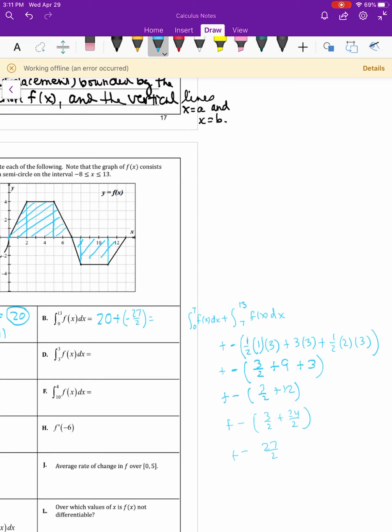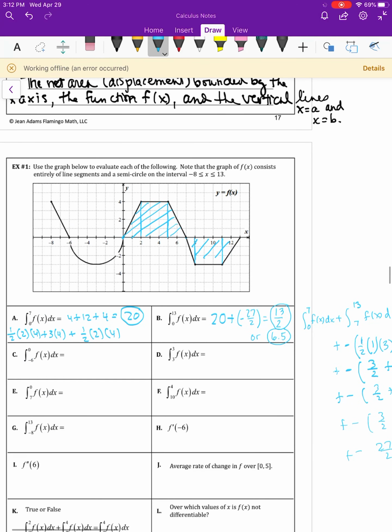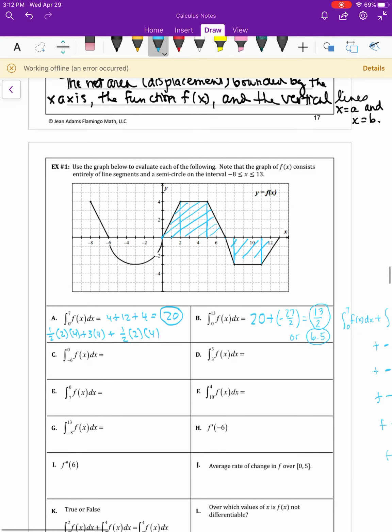27 halves is 13 and a half, right? I don't know if you want to look at it like that. You can look at it as 40 halves minus 27 halves. That would give me 13 halves, and it would be positive. And 13 halves, I'd say, or 6.5. So 13 halves, or if you wanted to do 6.5, you could have done that. But you had to notice that that was below the x-axis, so it's going to be negative area.